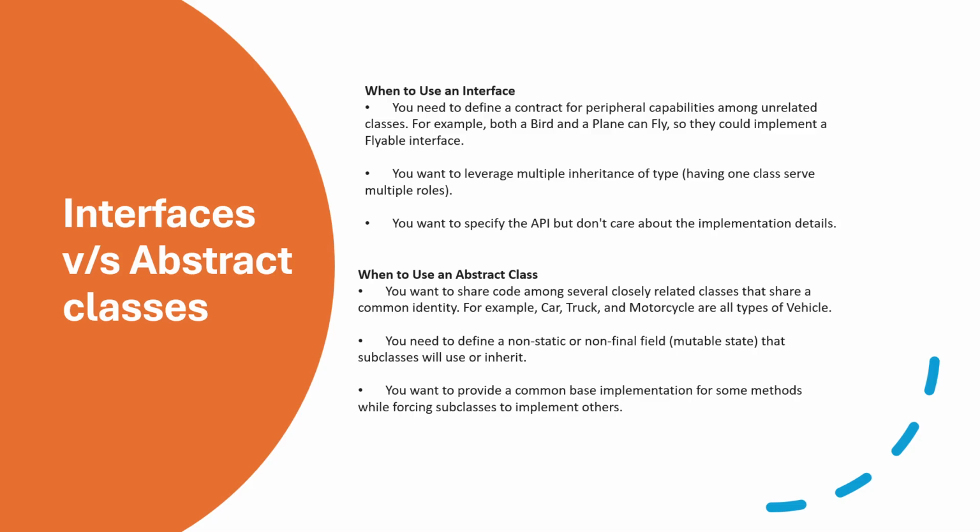Another scenario is when we need to define a non-static or non-final field that subclasses will use or inherit. And third one is when we want to provide a common base implementation for some methods while forcing subclasses to implement others. So the intent of the interface is basically to define a contract, while the intent of an abstract class is to provide partial implementation. I hope this information is beneficial for you.